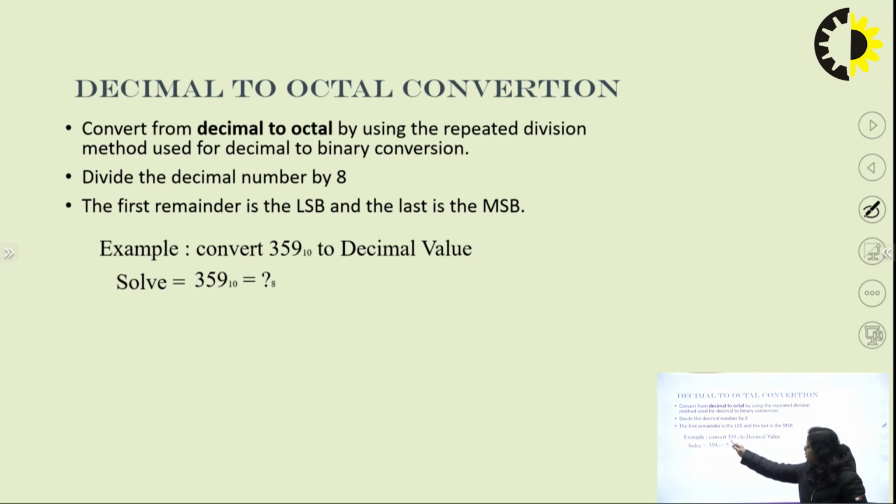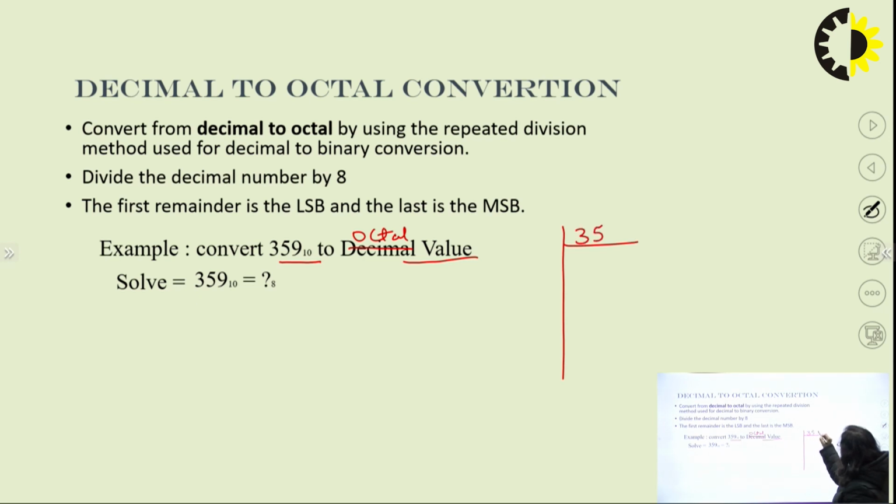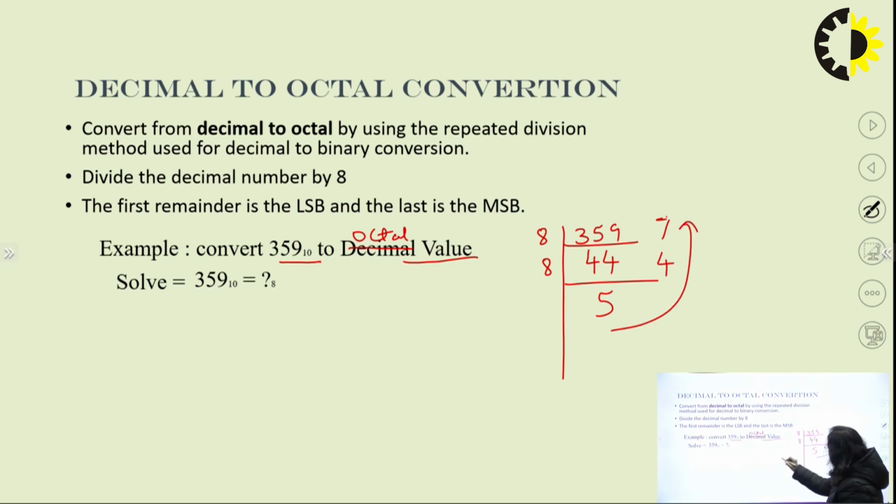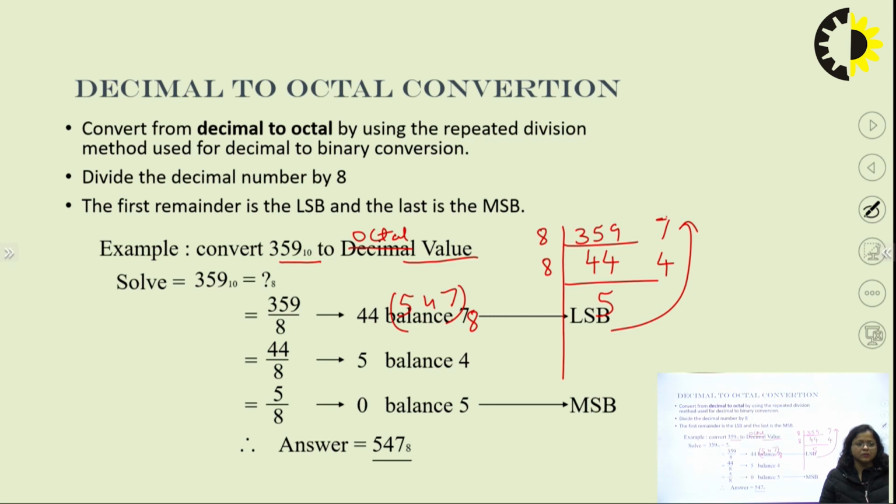Now if we have to convert 359 decimal to octal, simply divide 359 by 8. 8 4s are 32, 3 or 9, 4 is 32, remainder is 7. 8 5s are 40, remainder is 4. So the answer is 547 base 8. Hope this procedure is quite easy.